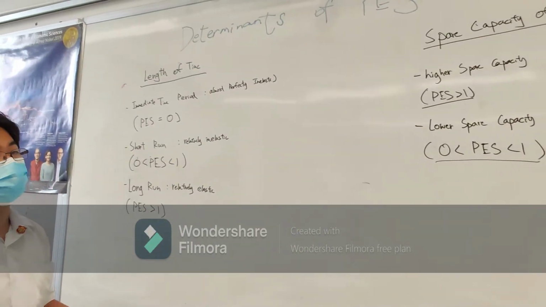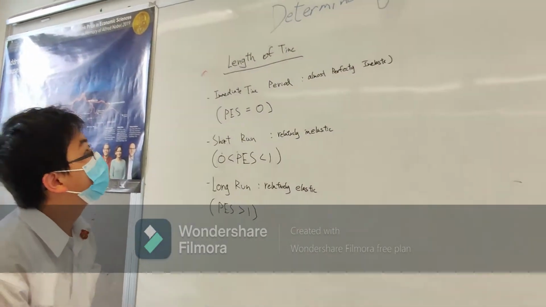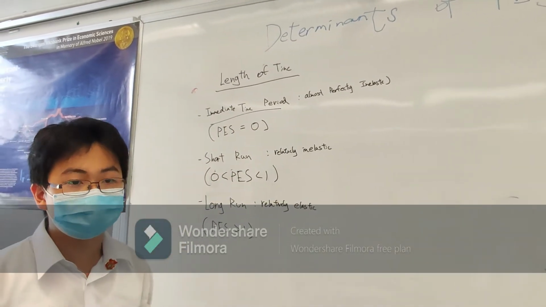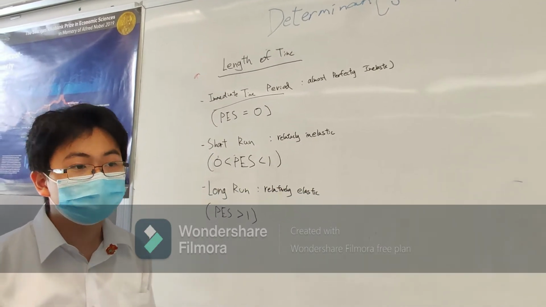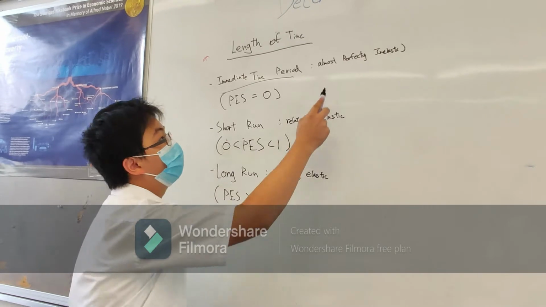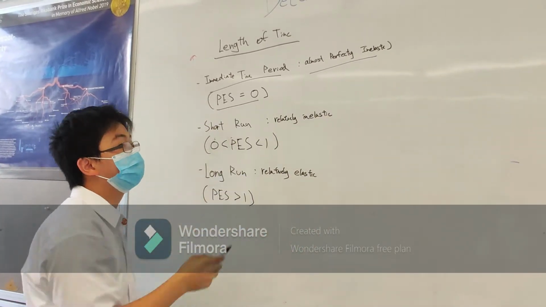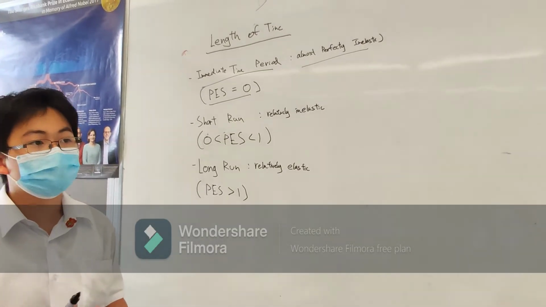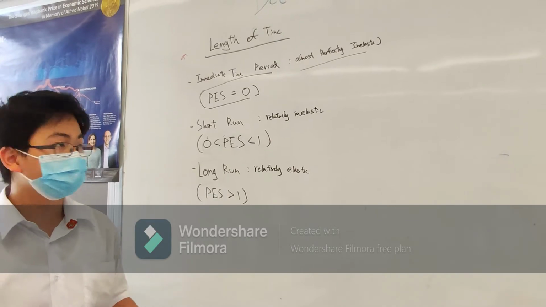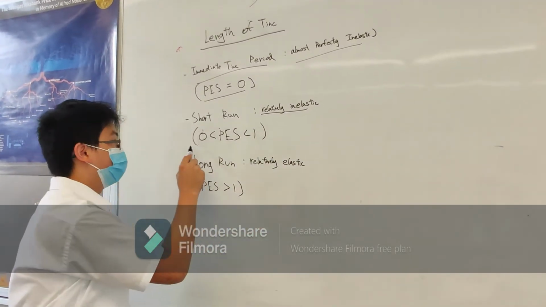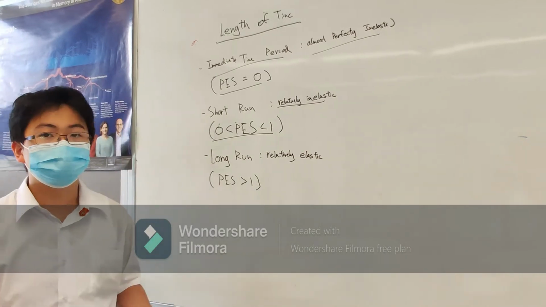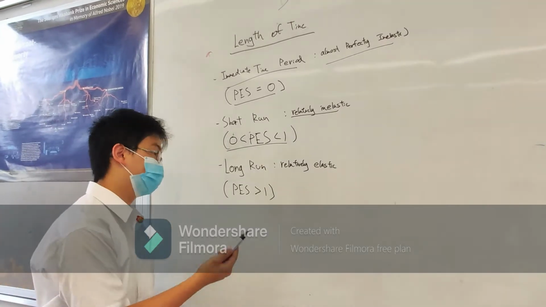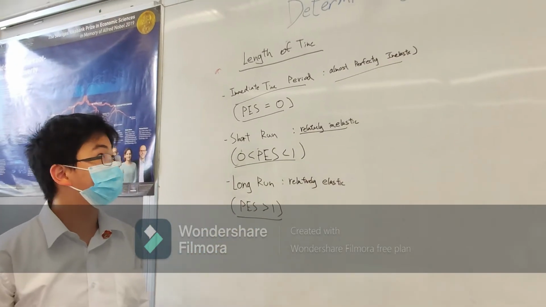Now, let's look at the length of time and how it will determine the PES. So, per se, there's an immediate time period. When there's an immediate time period, it means the firm cannot adjust to the price as they cannot output more. So, the PES will be almost perfectly inelastic, almost equal to 0 or very close to 0. In the short run, it realistically can adjust to the price, but it couldn't output that much, so it would be relatively inelastic. Now, in the long run, when the price changes, the firms have the freedom and will be able to adjust to the price. So it will be elastic. So PES will be bigger than 1. So these are the determinants of PES.